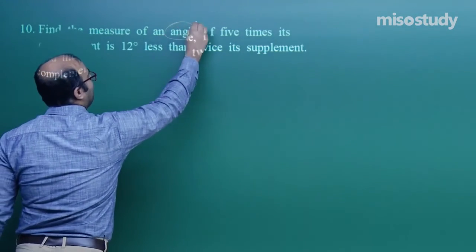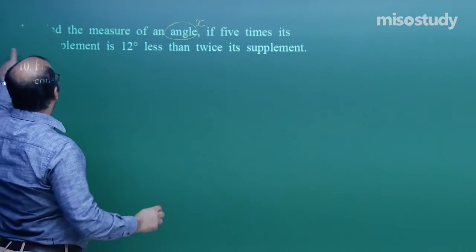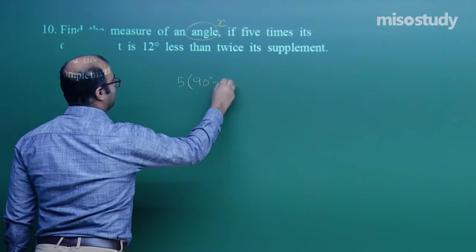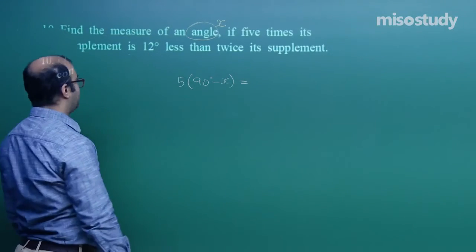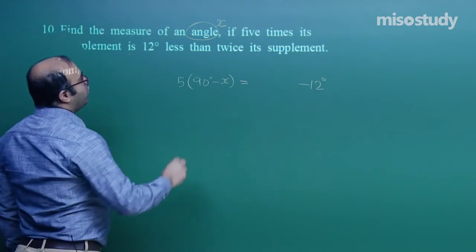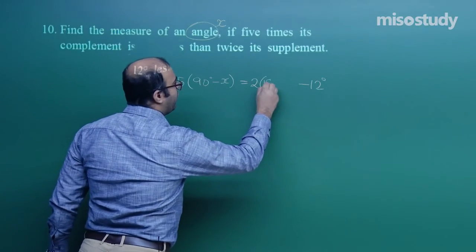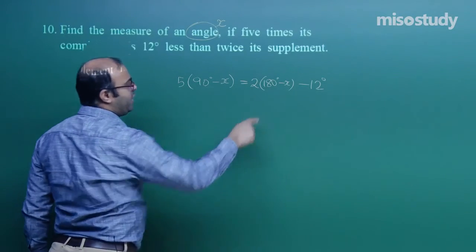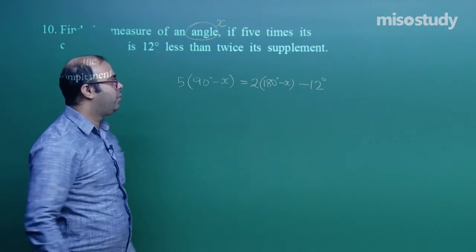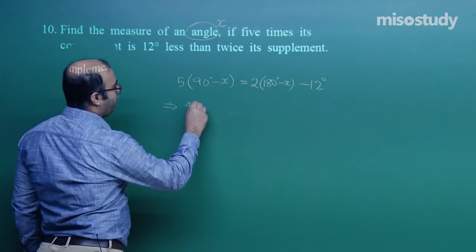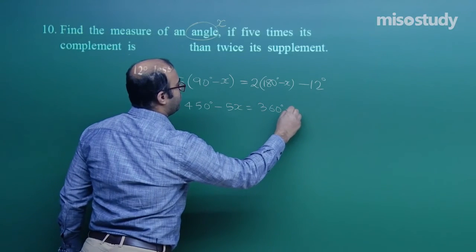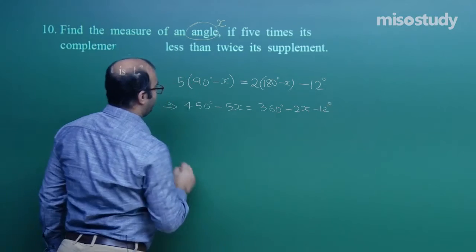Let us suppose that angle is x. 5 times its complement, that is 5 times of (90 degrees minus x), is 12 degrees less than, that is 12 degrees minus, twice its supplement, twice of (180 degrees minus x). 180 degrees minus x is the supplement, multiply it with 2, this will become twice, and subtract 12 degrees. So, we can say this is 450 degrees minus 5x is equal to 360 degrees minus 2x minus 12 degrees.